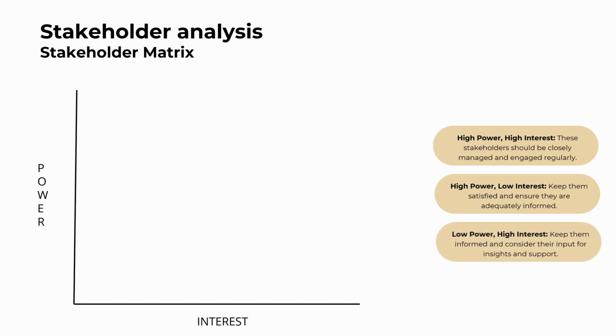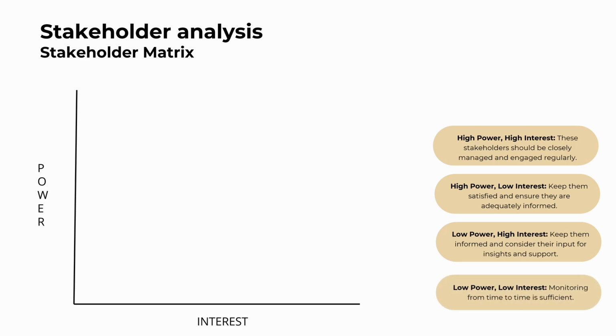Low power, high interest stakeholders are the ones that you'll find in this quadrant. These are the stakeholders that you need to keep informed and whose input you'll need for their insights and support. Generally speaking, these are relatively small stakeholders or stakeholders that are not that well mobilized, but they still have a very high stake in your business process.